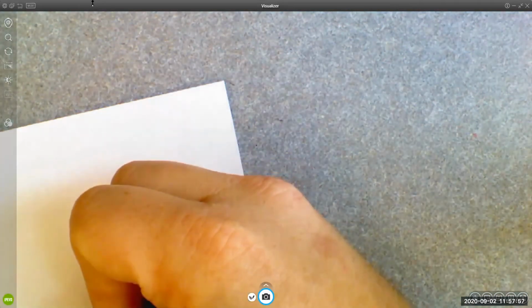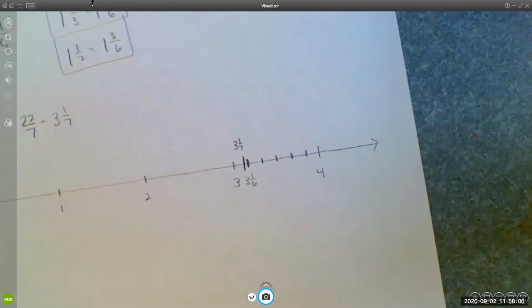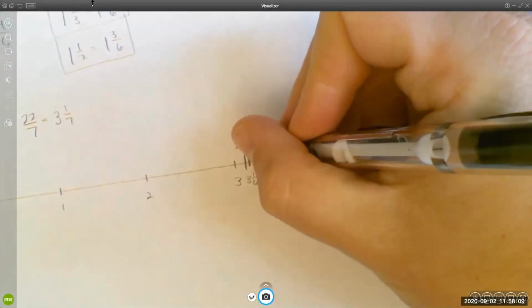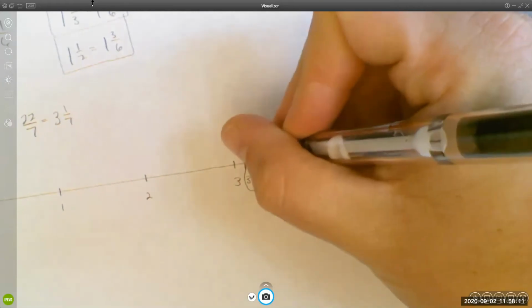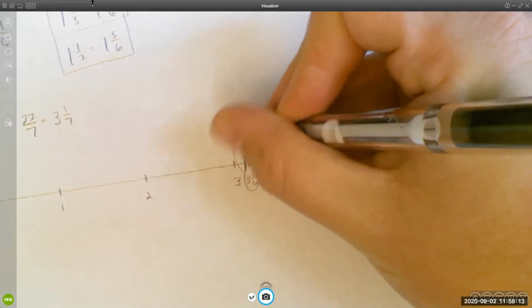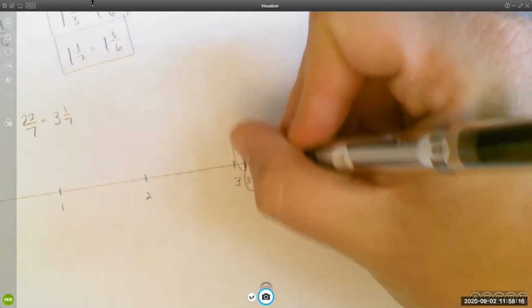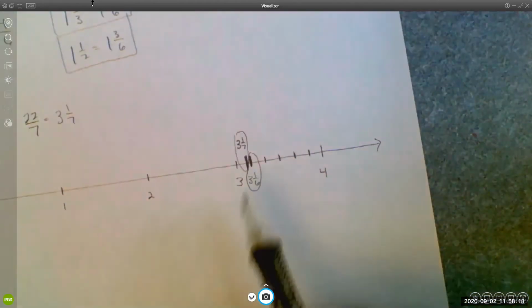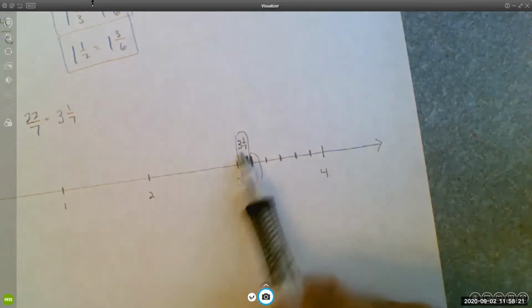So I should have made my number line a little bigger, I guess, or chosen smaller numbers. Anyway, so if I line this up now, there's 3 1/7 right there. So this is 3 1/7. So I've got 3 1/6 right here, and 3 1/7 right here. So looking at that, if we're to compare these two numbers, obviously 3 1/6 is bigger than 3 1/7.